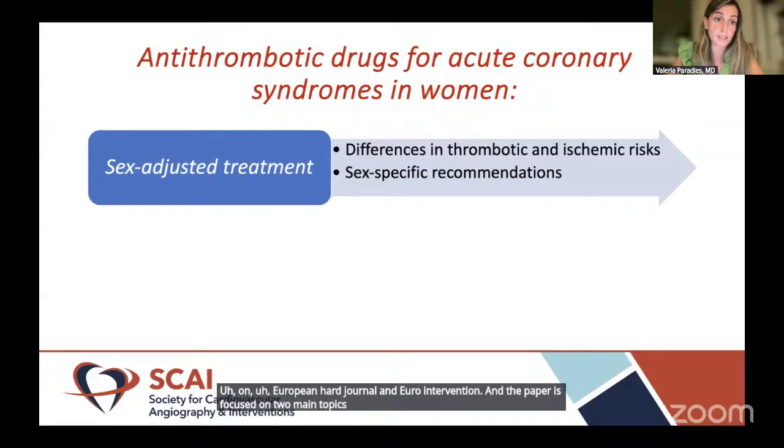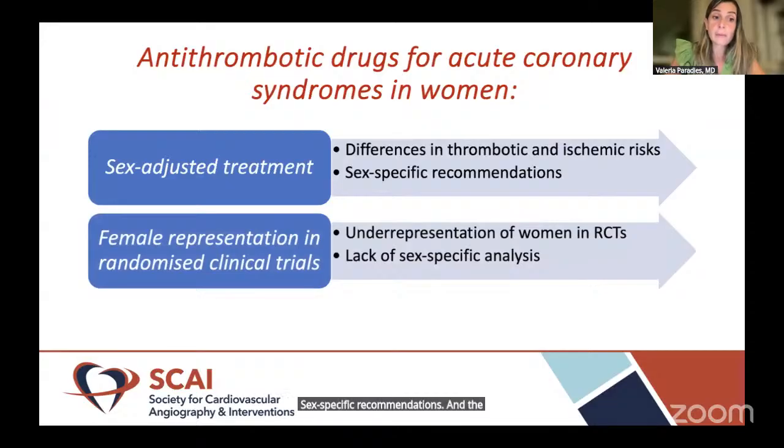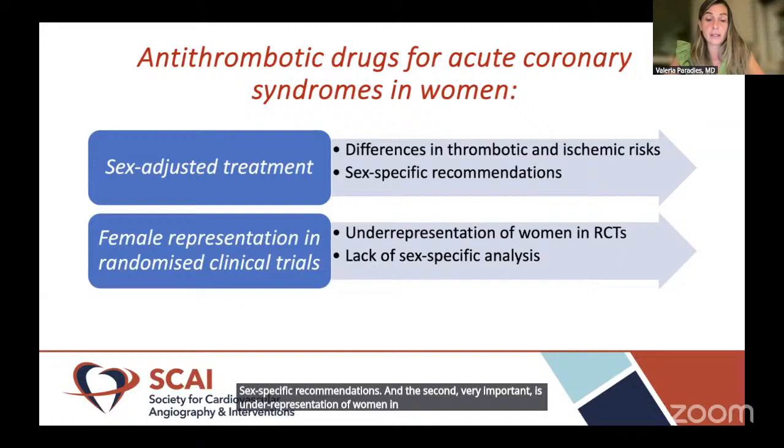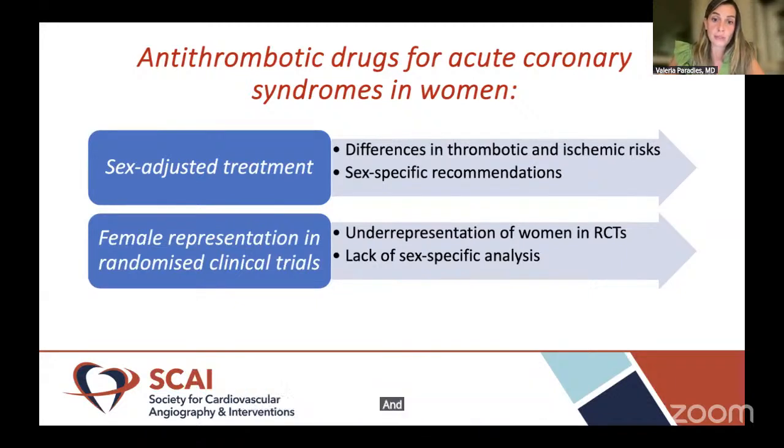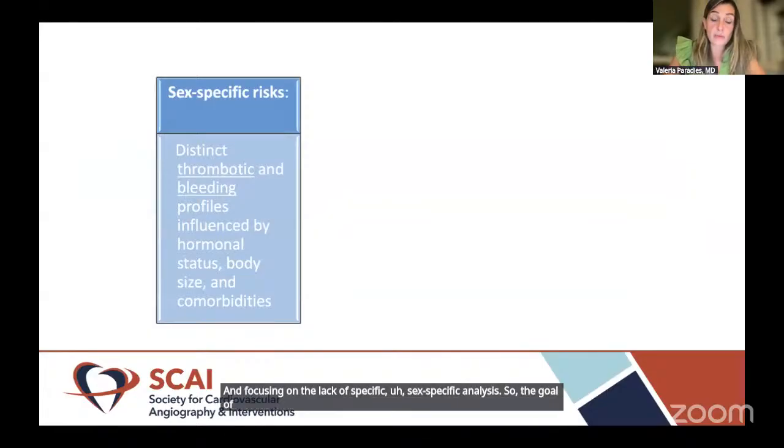The first one is sex-adjusted treatment, so differences in thrombotic and ischemic risk in women, also sex-specific recommendations. And the second, very important, is underrepresentation of women in randomized clinical trials, and focusing on the lack of specific sex-specific analysis.